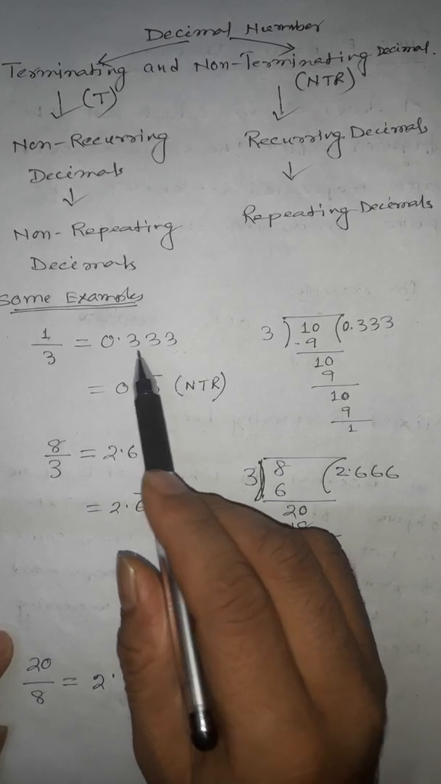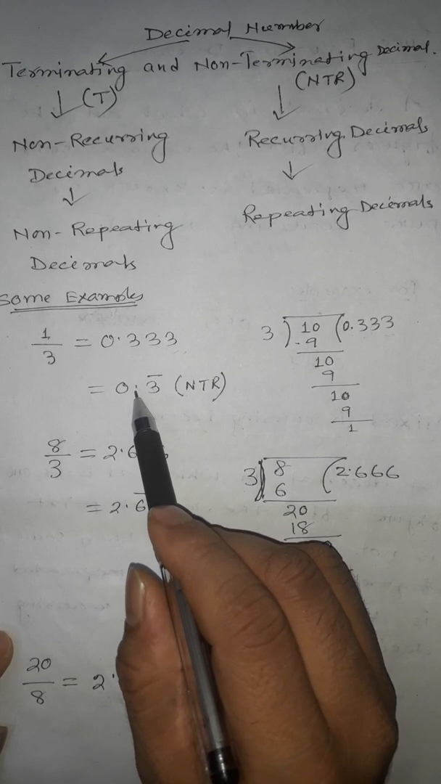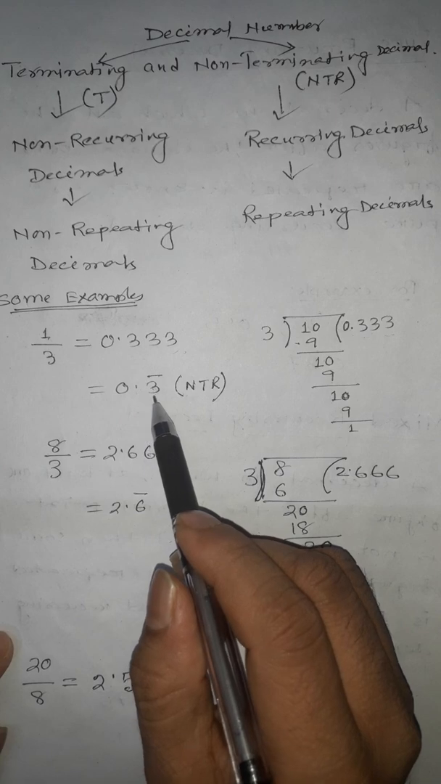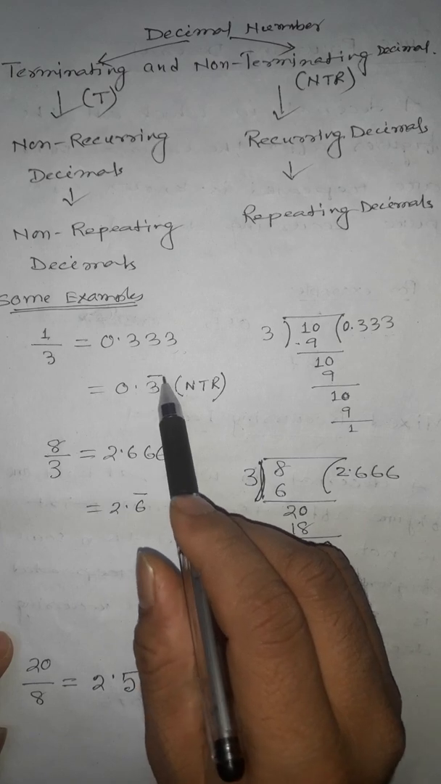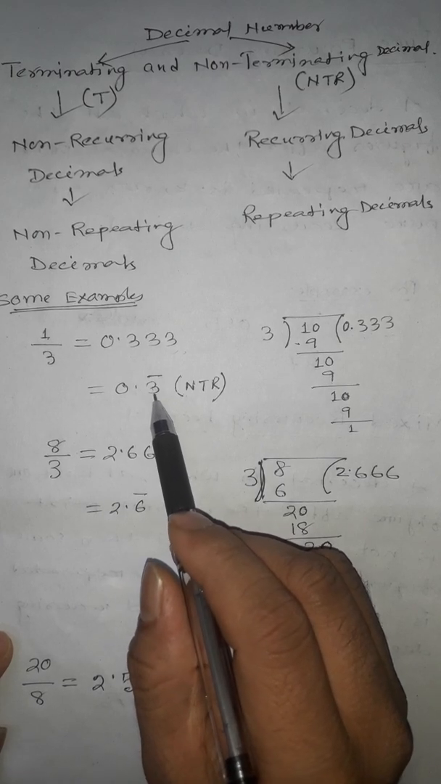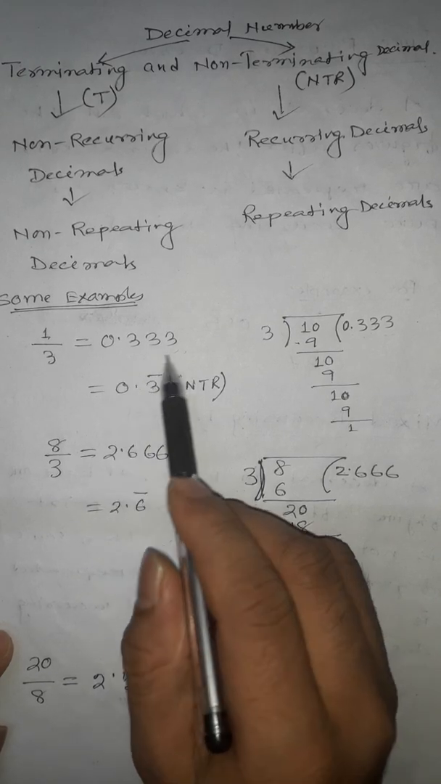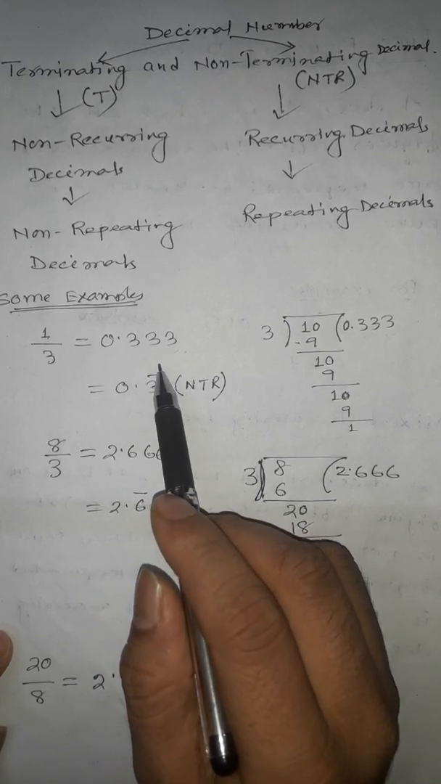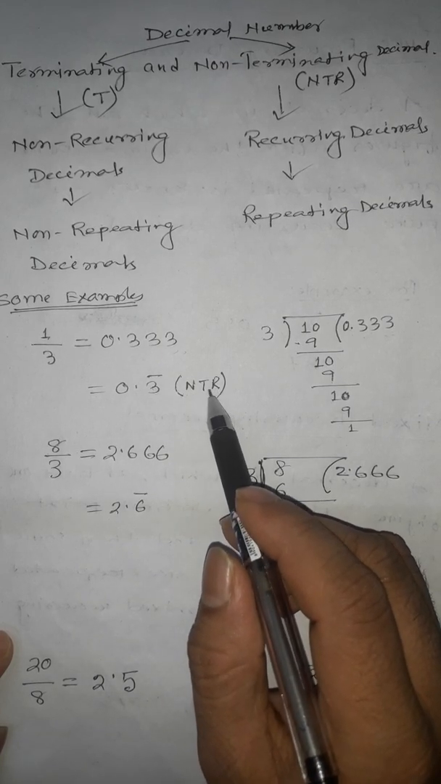So this number can be written or represented in this form also, 0.3 bar. Since 3 is repeating, you put a bar on the figure 3. That is, this digit is repeating. The bar will indicate that the figure is repeating indefinitely. So this decimal number is called a non-terminating decimal or non-terminating rational number.